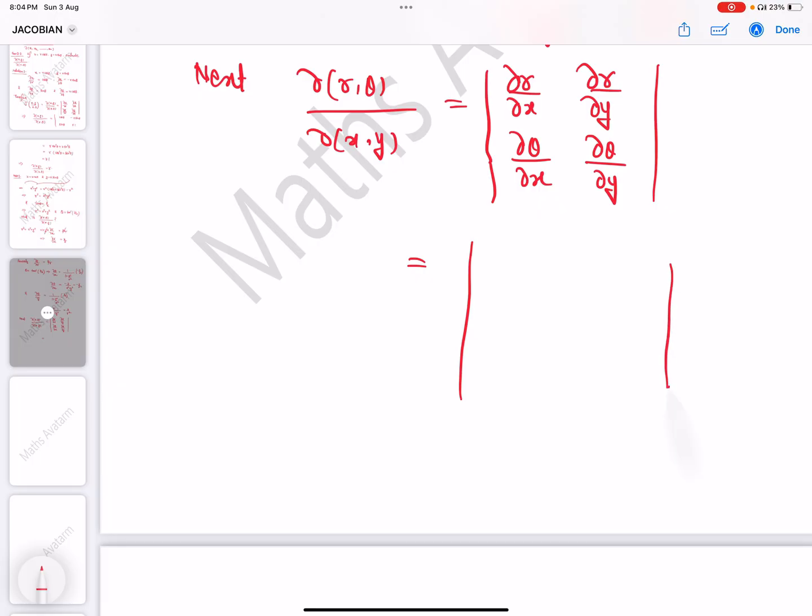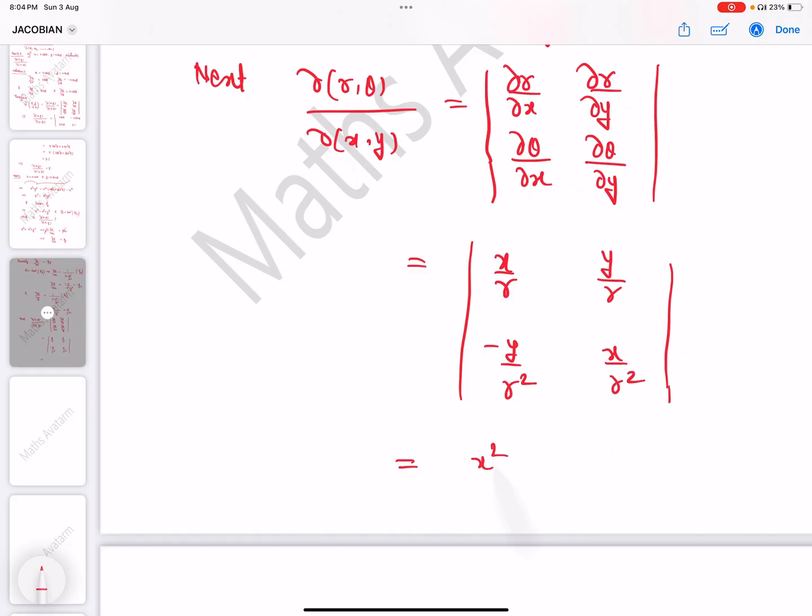So what is the value of del r upon del x? x upon r. What is del r upon del y? y upon r. And what is del theta upon del x? Minus y upon r square. And del theta upon del y is x upon r square.